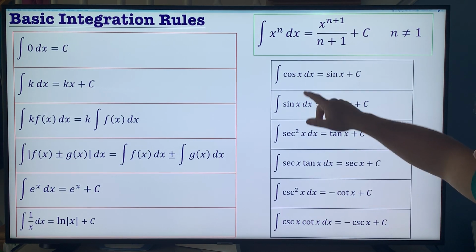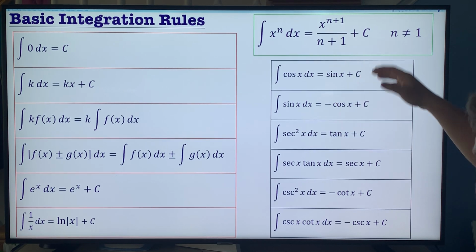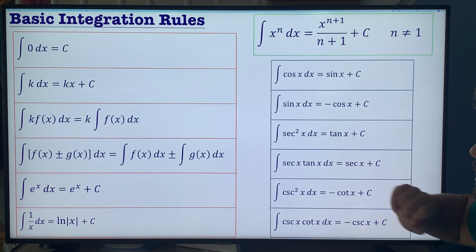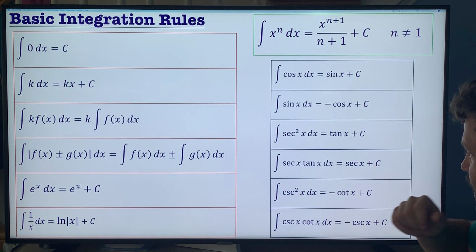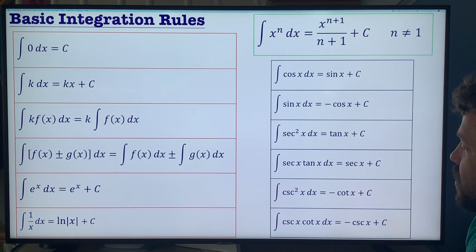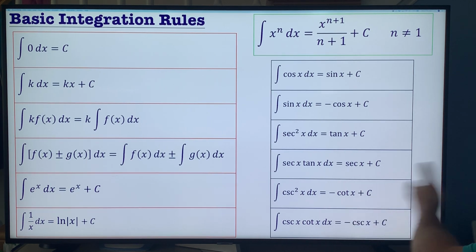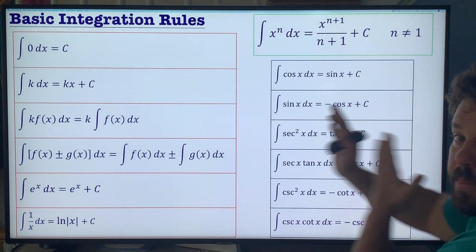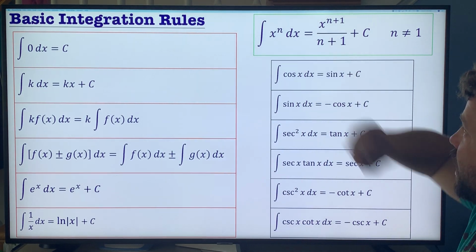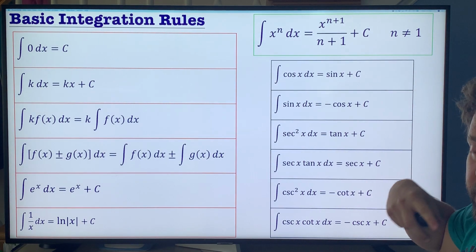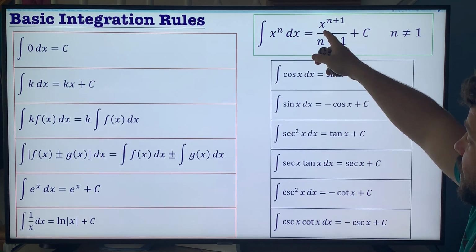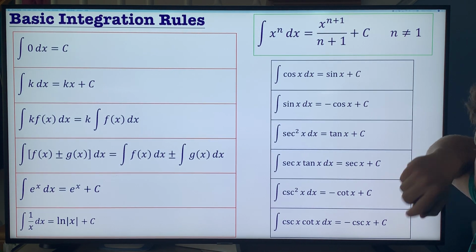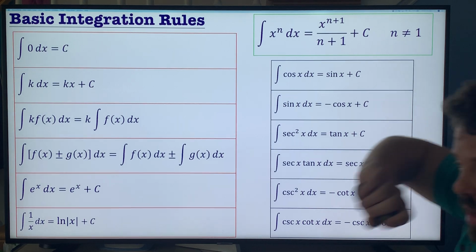Here are the trig functions, integral of cosine, sine, and this is all plus c's, I just don't usually say it. Integral of sine is negative cosine. Integral of secant squared x is tan x, secant x tan x is secant x, cosecant squared x is negative cotangent x, and cosecant cotangent becomes negative cosecant x. They're just the opposite of the derivatives. And then once again, the power rule, when you take the integral of a variable to a power, is that variable to the power plus 1 over whatever that power plus 1 is. Plus c, where n can't be negative 1.